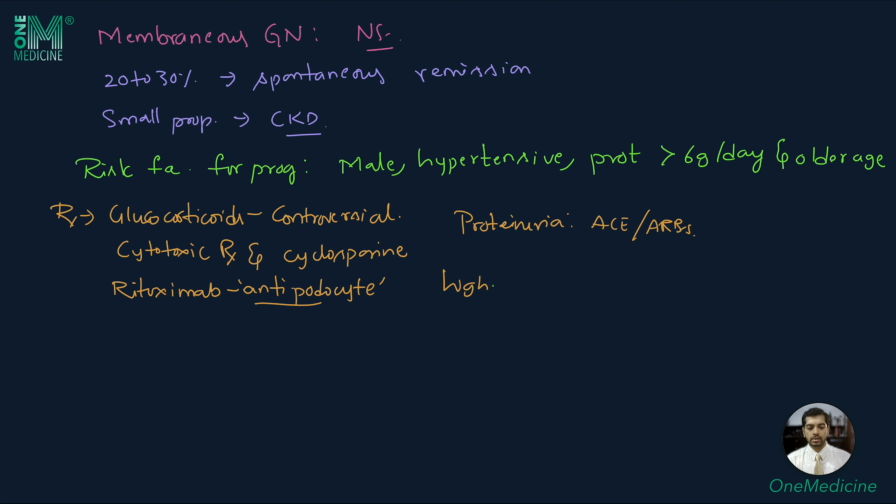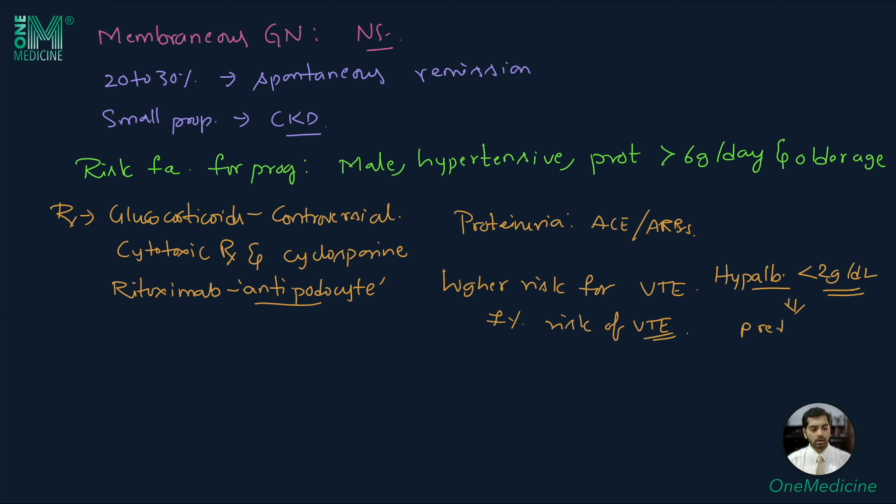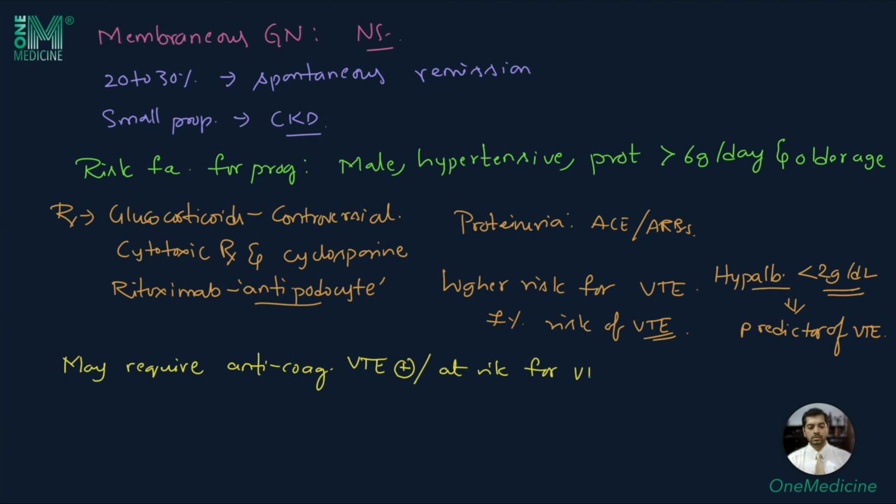Patients are at a higher risk for venous thromboembolisms. There is a 7% risk of venous thromboembolisms in these patients. Hypoalbuminemia of less than 2 grams per deciliter is a very good predictor of such events, and patients may require anticoagulation if venous thromboembolism is present or if they are at risk for venous thromboembolisms.